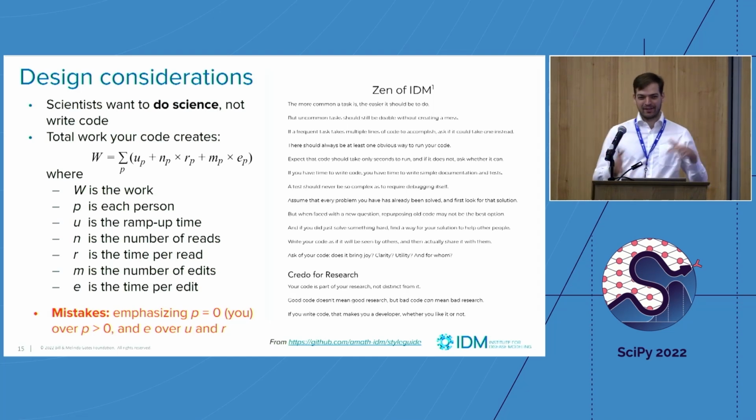And parallel to the Zen of Python, we came up with this thing that we call the Zen of IDM. IDM is the Institute for Disease Modeling, by the way. And so these are things that reflected how we viewed scientific academic software development in a way that is reusable and longer term.